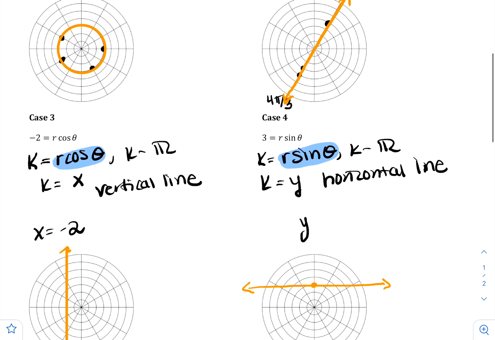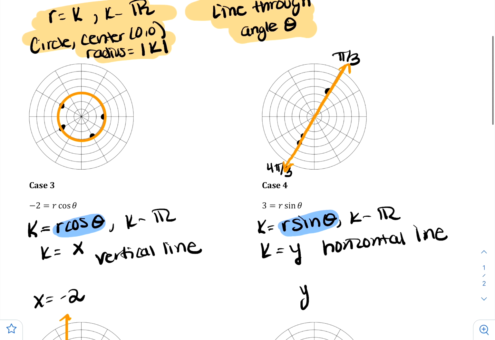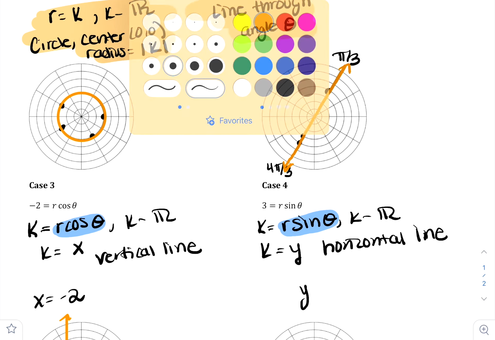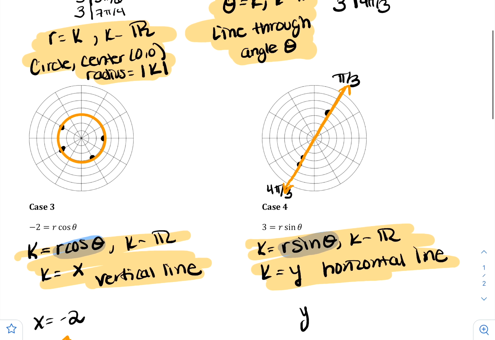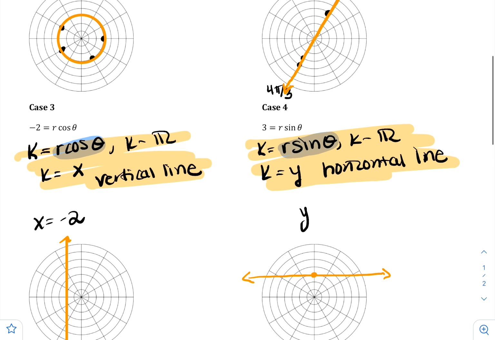So here are the basic 4 cases. Very straightforward. It doesn't require much work. All you need to know is to recognize which case it is, whether it's a circle, a line, a vertical line, or a horizontal line, and then you can graph it with a minimal amount of work. I see here that I didn't write y equals 3. Perfect. There we go.